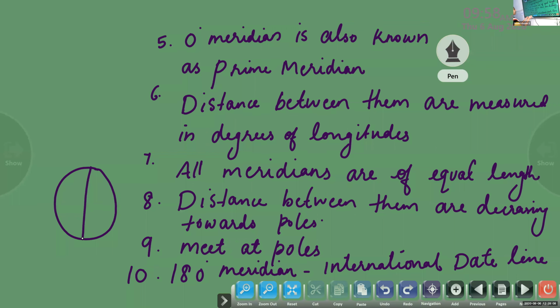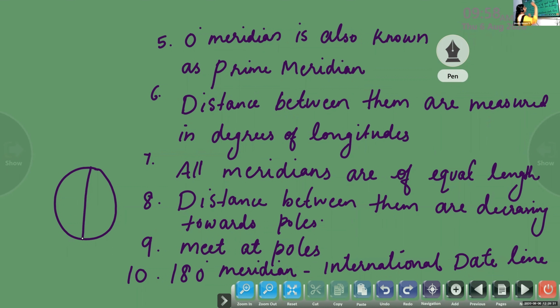And what is the use of this line, the 180° meridian or international dateline? It is used to calculate the dates around the world, right? Then these are the 10 important points that come under the heading Longitudes. Very good.